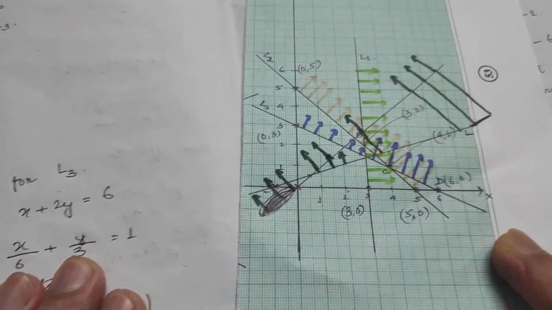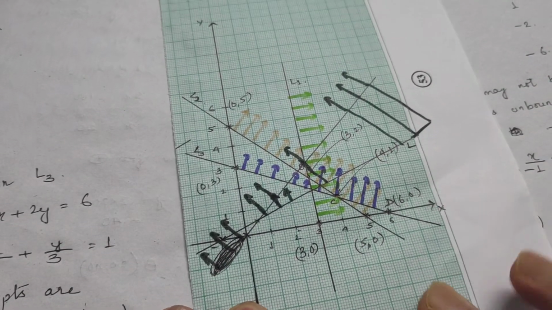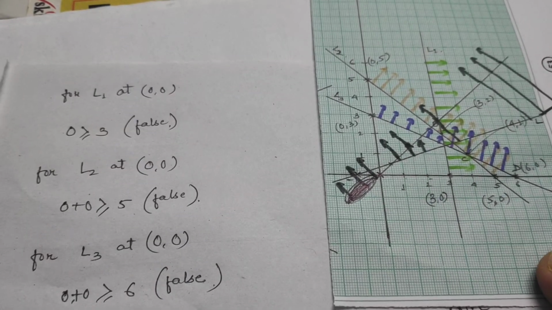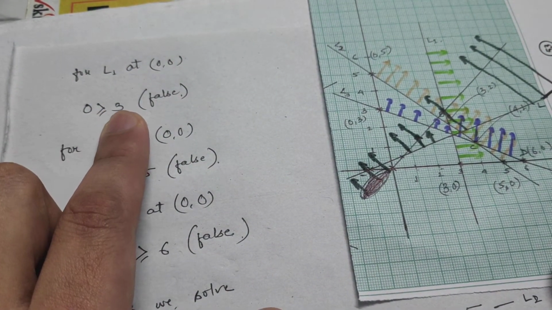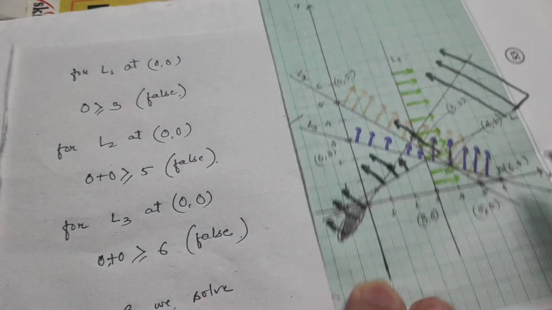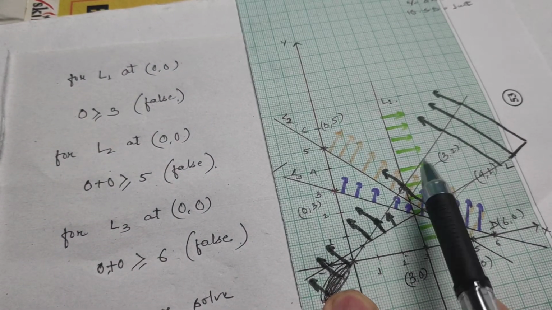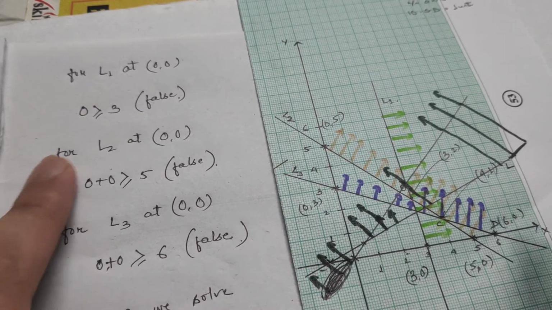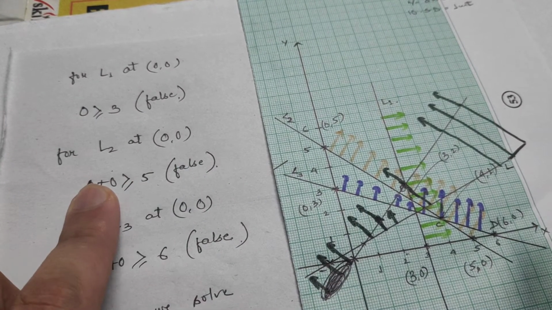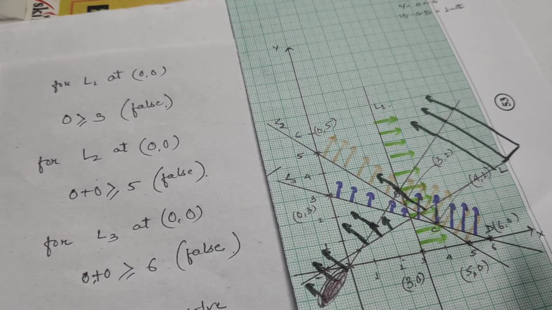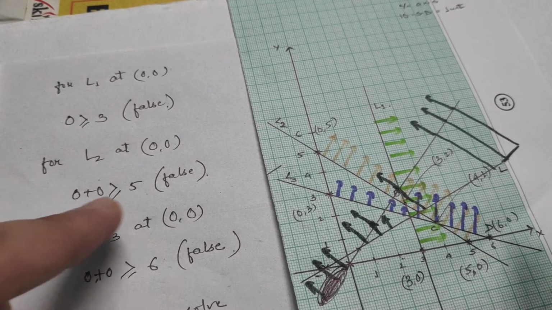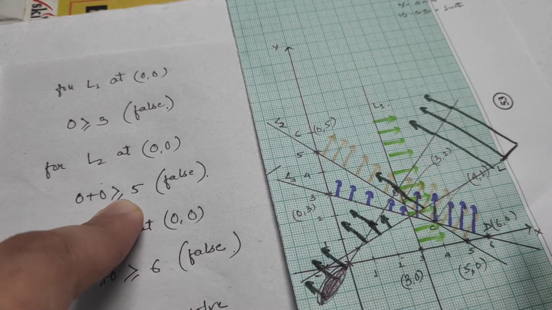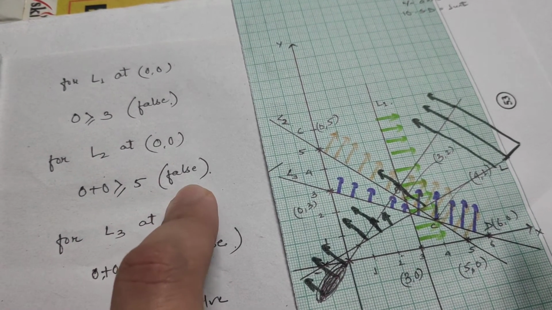Okay, now what we will do, we'll find the common region. So now see, for line 1 at 0, 0: 0 greater than or equal to 3 is false, so I'll be moving away from 0, so this side. For line 2, you know the equation. Line 2 equation is x plus y greater than or equal to 5, so 0 plus 0, 0 is not greater than or equal to 5, so that is false.